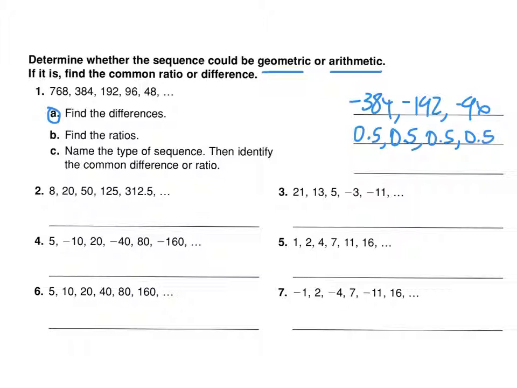Since all of these quotients are the same, we call this our common ratio. Okay? So when I write down my answer for letter C, this is geometric. And I write that R equals 0.5 or 1/2. If you prefer to write the fraction, feel free. And we're going to go through that same process on each of these sequences. In fact, what I'm going to do is check the ratios first, just to see if it happens to be geometric right off the bat.